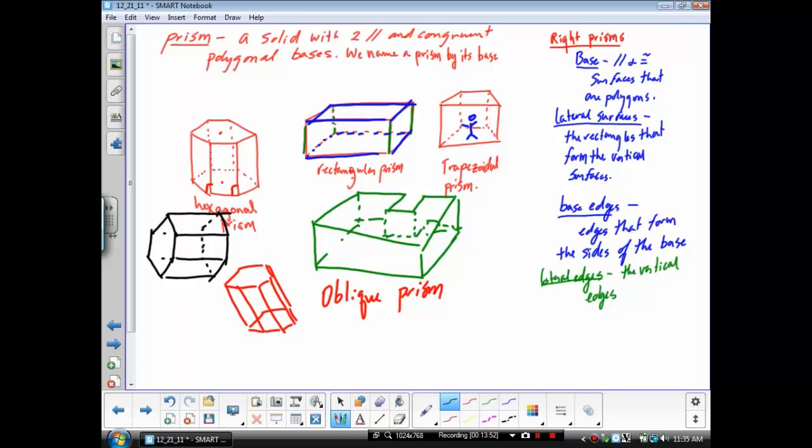So even when you tip this on its side, the hexagons are called the bases. Okay? So your bases have to be parallel, congruent surfaces that are polygons. The lateral surfaces are rectangles, and they usually form vertical walls. But if you tip it on its side, it's still the lateral surfaces that are the rectangles, and the bases that are those congruent parallel polygons.